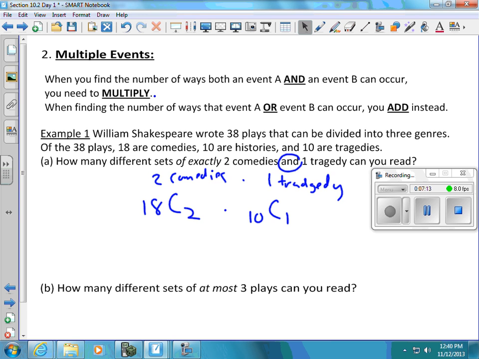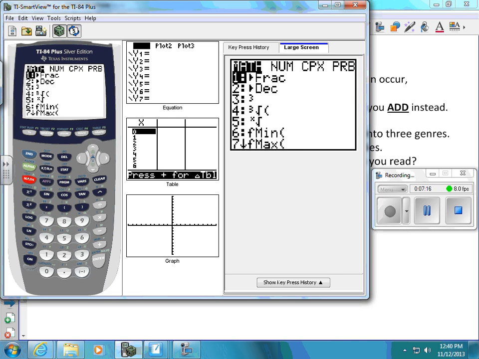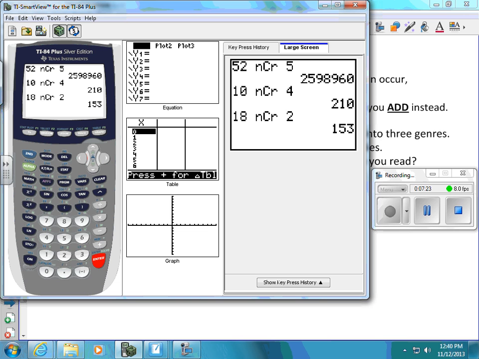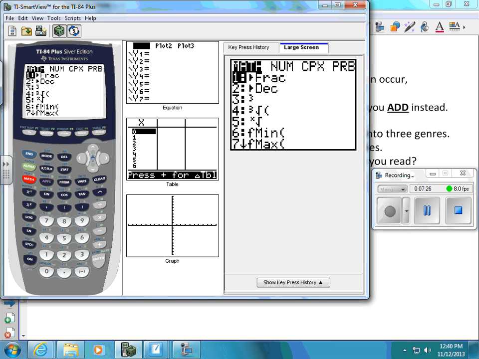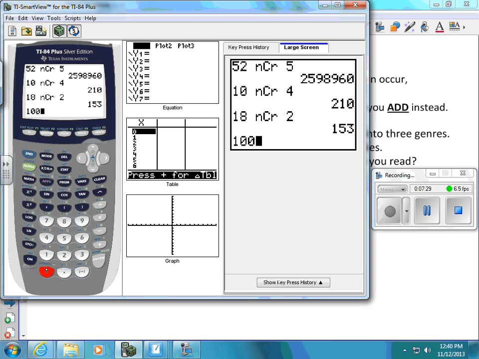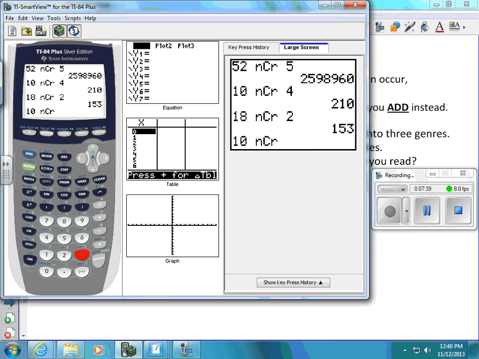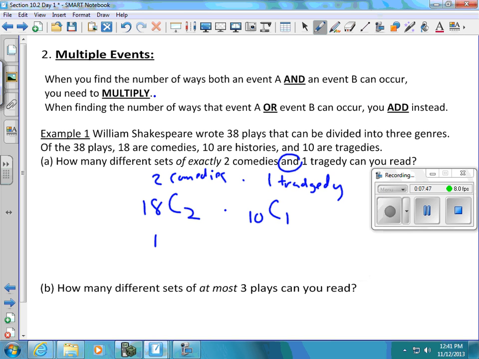So I just go to my calculator, let it do the work. 18, we're going to choose 2. And then let's do the other, oops, look at that. 10 things, not 100 things. 10 things. We're going to choose 1. And so I get 153 and I get 10. 153 times 10 is 1,530 choices. Sets of 2 comedies and 1 tragedy.